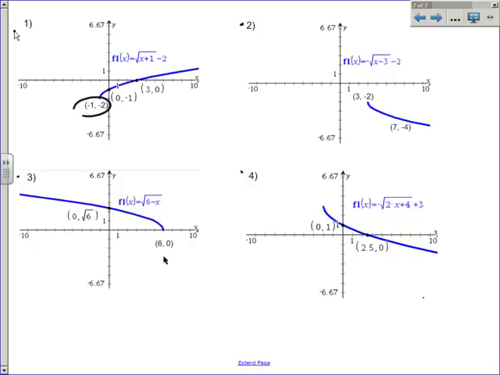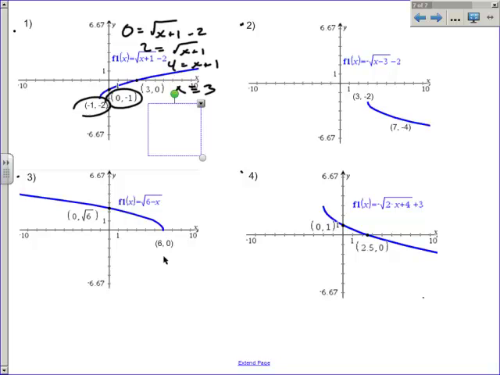When you set x equal to 0, you get the square root of 1 minus 2, which is negative 1. So I also have the point 0, negative 1. To find my x-intercept, I set y equal to 0. 0 is equal to the square root of x plus 1 minus 2. 2 is equal to the square root of x plus 1. Squaring both sides, 4 is equal to x plus 1. And subtracting 1, x is equal to 3. So I also have the point 3, 0.